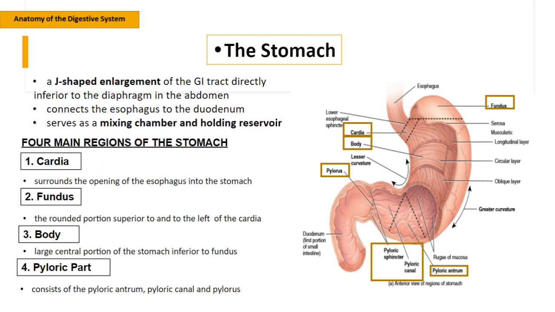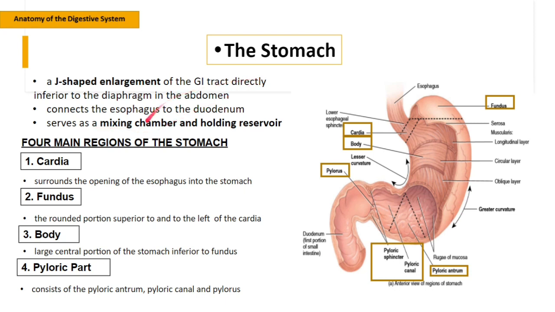Of course, the next journey of our food is through our stomach na. Our stomach is a J-shaped enlargement of the gastrointestinal tract directly inferior to the diaphragm in the abdomen. So, J-shaped enlargement daw, di ba para siyang letter J eh? Ayan. Mukha siyang letter J. It connects the esophagus to the duodenum. The duodenum is actually a part of the small intestine. And it serves as a mixing chamber and a holding reservoir.